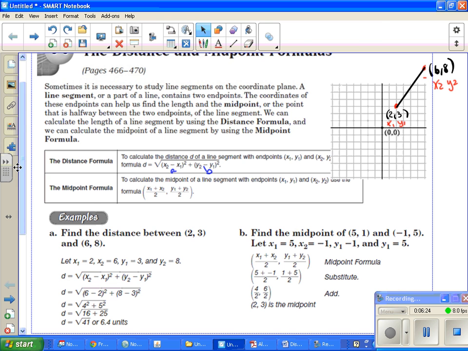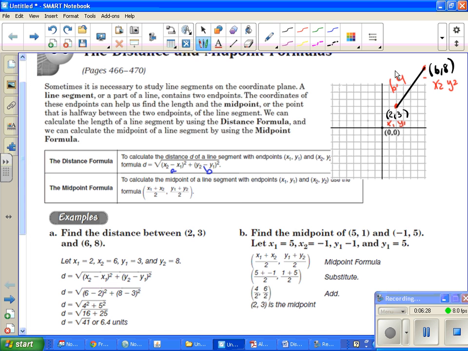So this distance here is about 6.4 units.